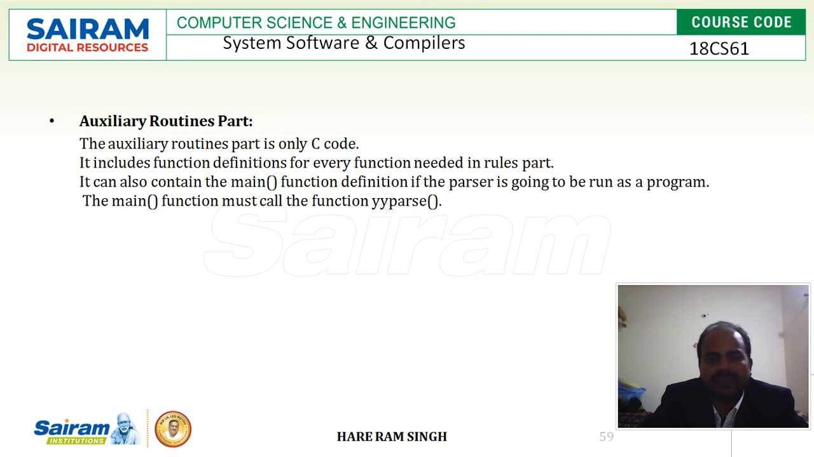So that is all about the rules section. The third section of the Yak parser is auxiliary routines. In the auxiliary routines part, only C code, main and all will be written. It includes function definitions for every function needed in the rules part. In the rules part, whatever functions we have used, all function definitions will be written in the auxiliary routines section. It can also contain the main function definition if the parser is going to be run as a program.